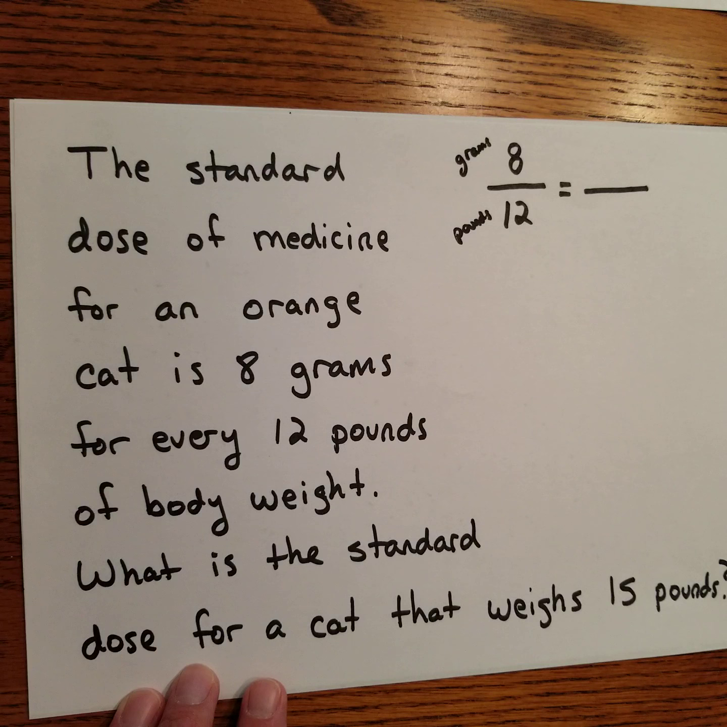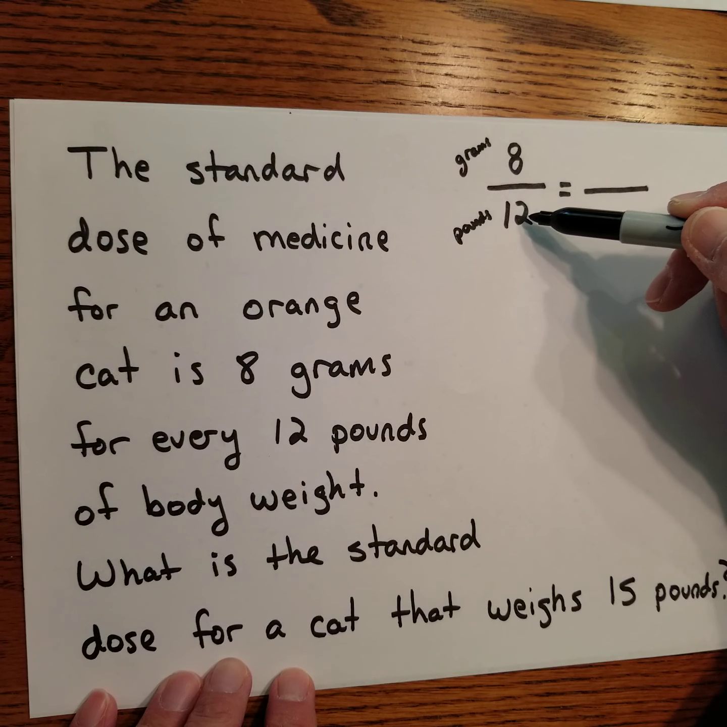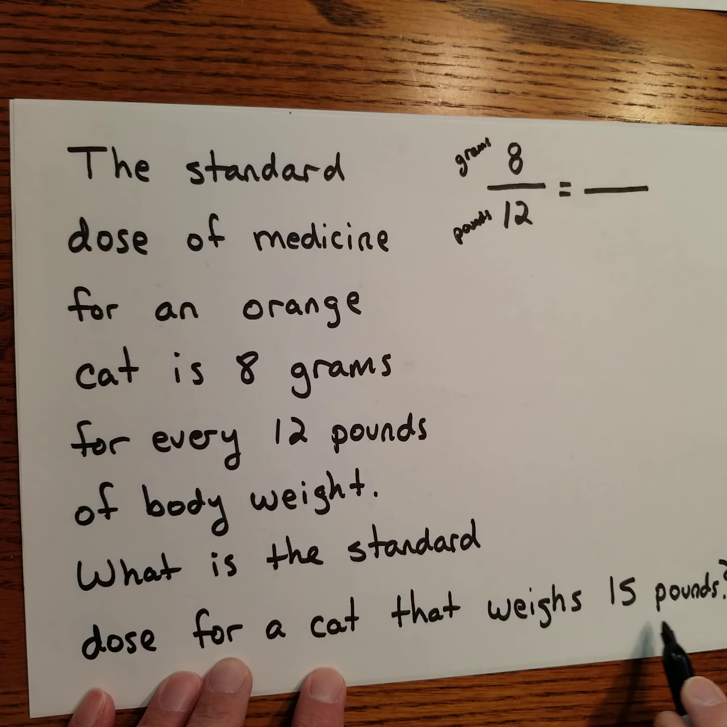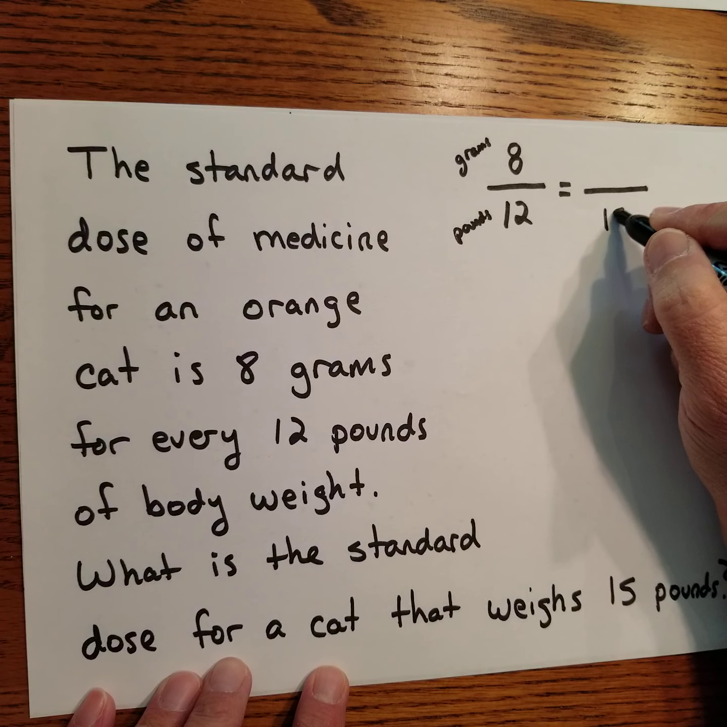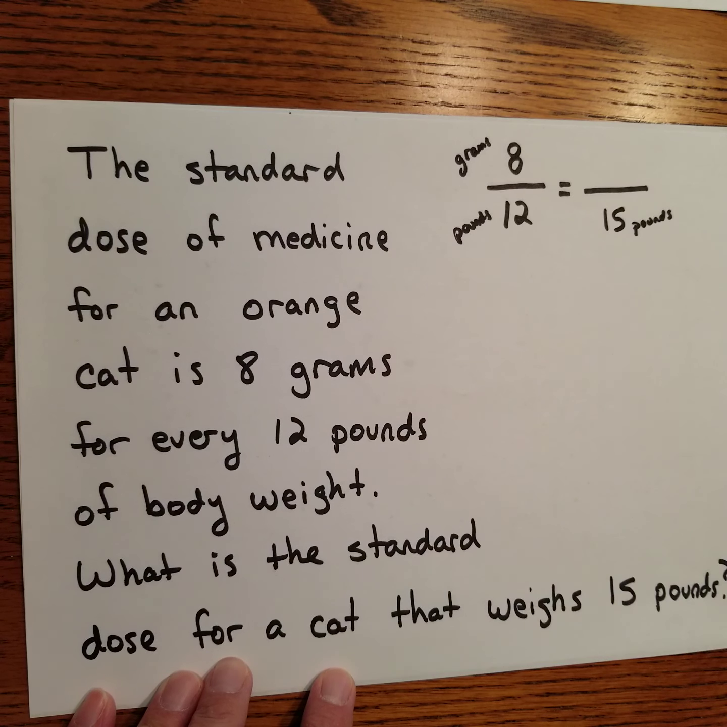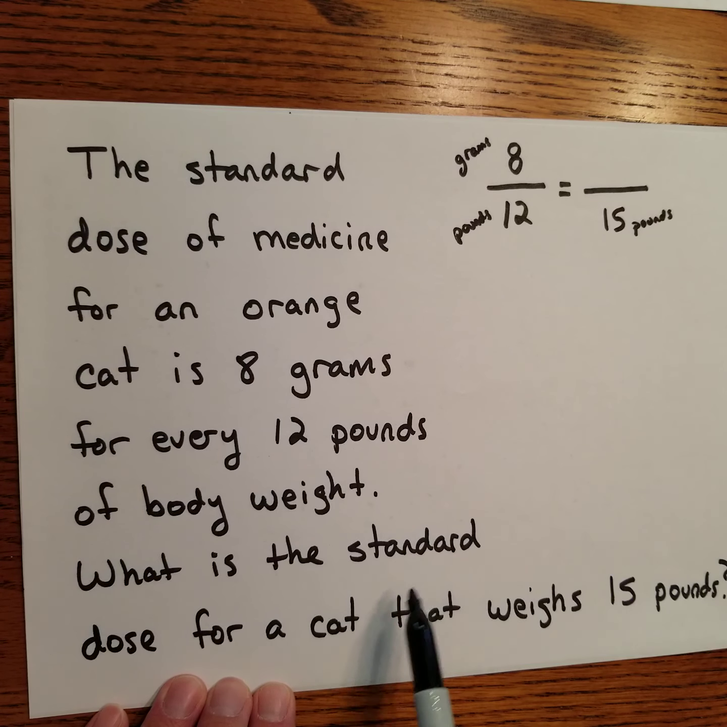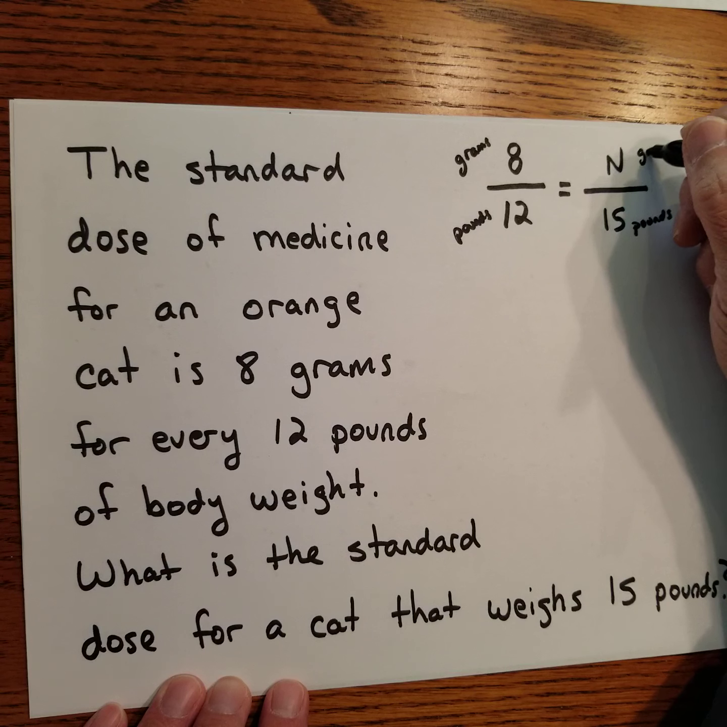Let's get the 15 into the correct place in the proportion. In this ratio, I have grams in the top and pounds in the bottom. This 15 is pounds. If I have pounds in the bottom of one ratio, I must keep pounds in the bottom of both ratios. What's the final question? The final question is to find the standard dose of medicine. The dose of medicine is in grams, so we'll put that in the top.